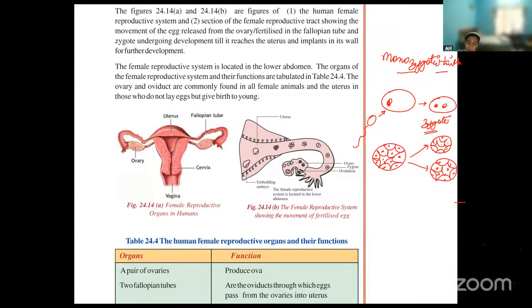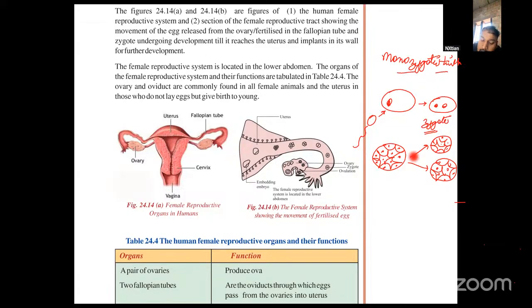But how did the embryo separate like that? Separate like two lives in one egg, I mean one ova. How did two lives come from one ova and one sperm? This thing you're asking.